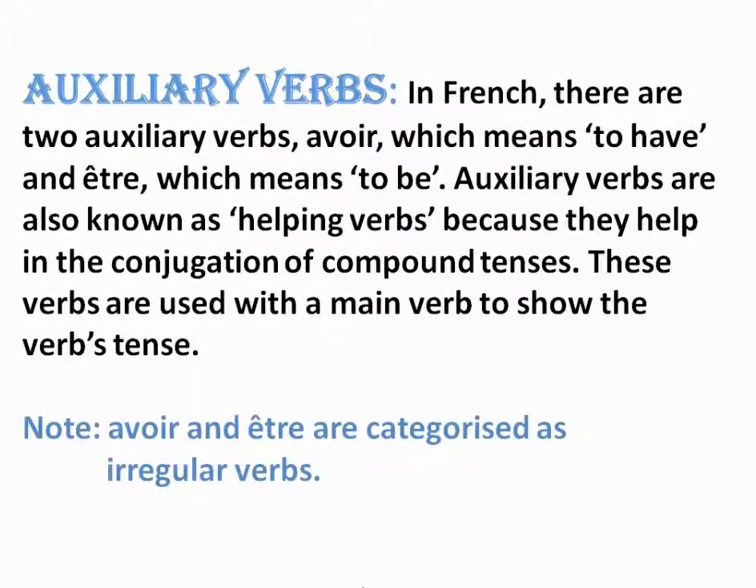Auxiliary verbs. These verbs are also categorized as irregular verbs. In French, there are two auxiliary verbs: avoir, which means to have, and être, which means to be. Auxiliary verbs are also known as helping verbs, as they help in the conjugation of compound tenses. These verbs are used with the main verb to show the verb's tense.